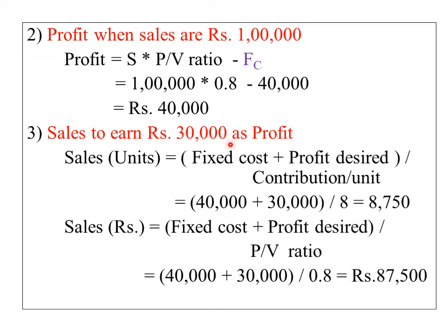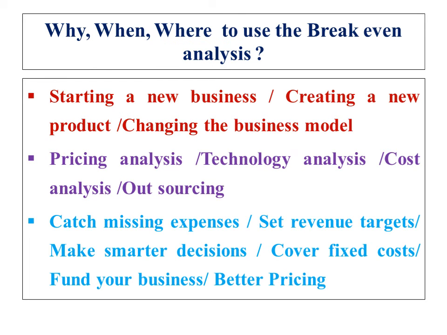Now sales to earn rupees 30,000 as profit. Our main aim is forecasting the sales to earn rupees 30,000 as profit. Sales in units is fixed cost plus profit desired upon contribution per unit. 40,000 fixed cost, 30,000 profit, upon contribution per unit of 8, that is coming as 8,750. If you are calculating sales in rupees, that is fixed cost plus profit desired upon profit to volume ratio. So 40,000 plus 30,000 divided by 0.8 is coming as rupees 87,500. In this way we can solve different kinds of numericals on break-even analysis.